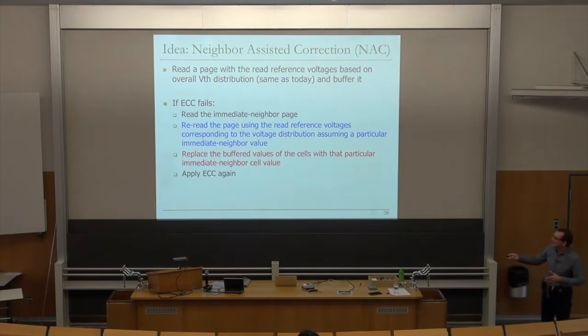Now, if the ECC fails again, what do you do? You go back, you reread the page, and then you assume some other neighbor value, let's say 0, 0. And then you replace them, and then you apply ECC again. Now you can actually correct. Basically, you do this 4 times in the worst case to cover all of the neighbor values. And eventually, you may be able to correct, or ECC fails, which means that you don't have any option. At that point, your drive is dead.